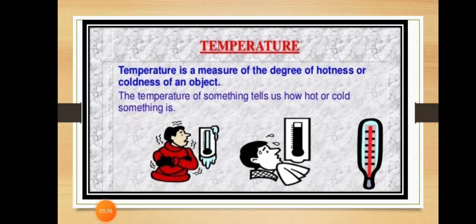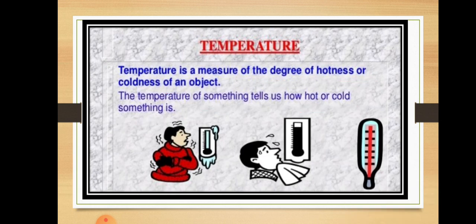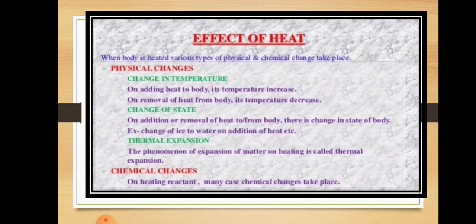Temperature is a measure of the degree of hotness or coldness of an object. So, the temperature of something tells us how hot or cold something is. Okay. If the thing is too hot, then we can say it has a very high temperature. If the thing is cool, then you can say the temperature is low. So, this is temperature in very simple language.